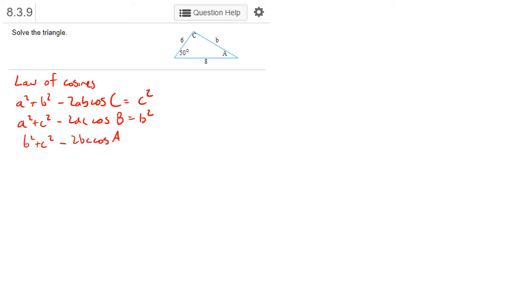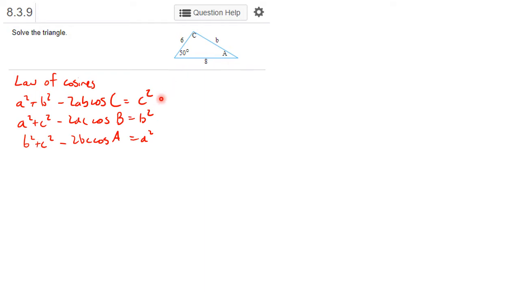The issue is what you want to do is use the version that uses as much information as possible and therefore has as few unknowns as possible. So looking at our given information, the only angle we know is across from side B. So the only angle we know is capital B. Every single version of the law of cosines has little a, little b, and little c in it. So there's no difference information-wise in terms of the sides. The only way to use information to greater efficiency is to pick the angle that we know.